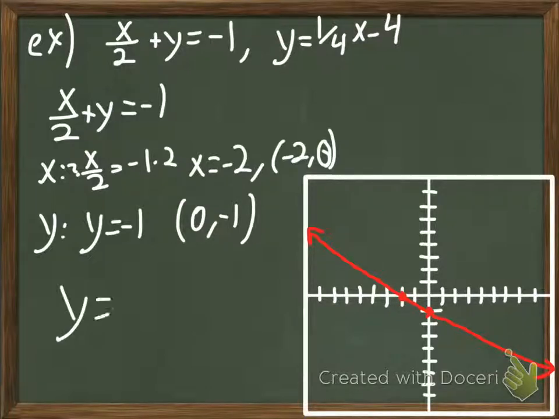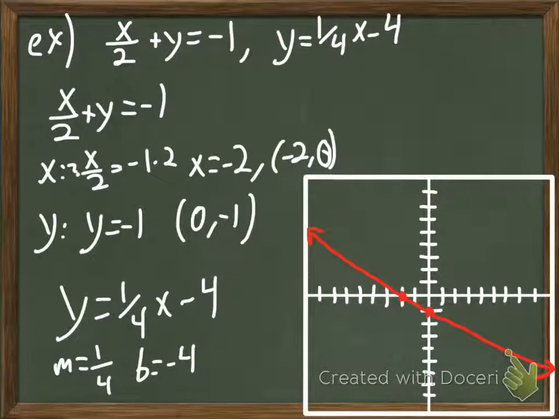Okay, I'm going to do the second one in slope-intercept form. So my slope's 1 over 4. My intercept is -4. So I'm going to do this one in blue. I'm going to go down here to -4. It looks like I go up 1 over 4. So 1, 2, 3, 4. Then 1, 1, 2, 3, 4. Connect them with the line.